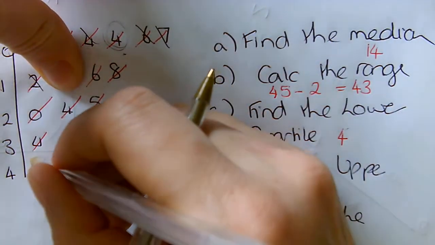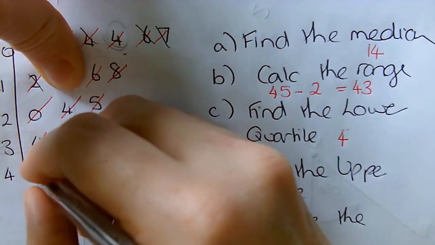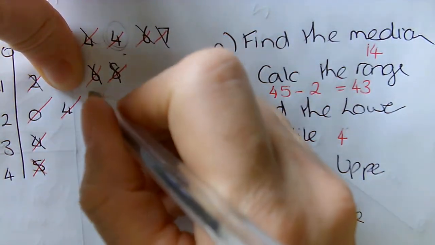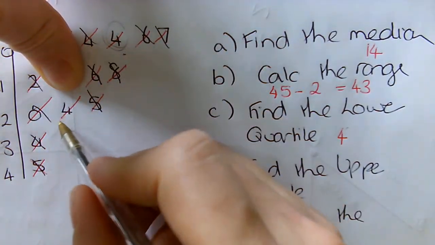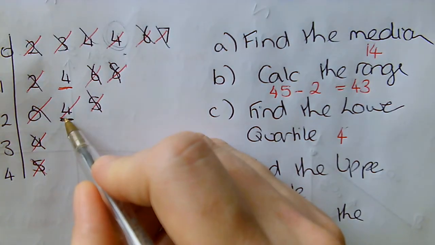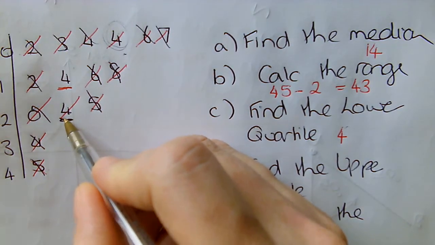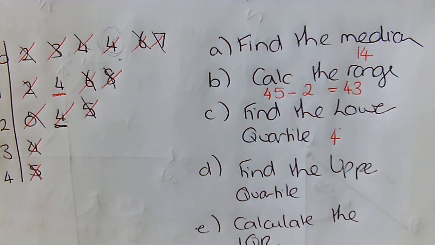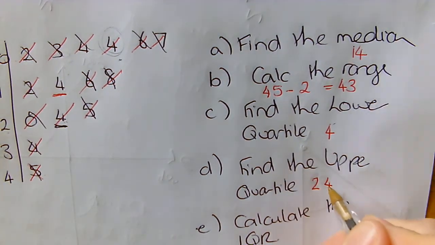Now I go for the upper quartile, so again we ignore the median. So I'm going to take off the biggest and the smallest and the biggest and the smallest and the biggest and the smallest. This digit therefore represents my upper quartile, but it's not 4, it is 24. So the upper quartile is 24.